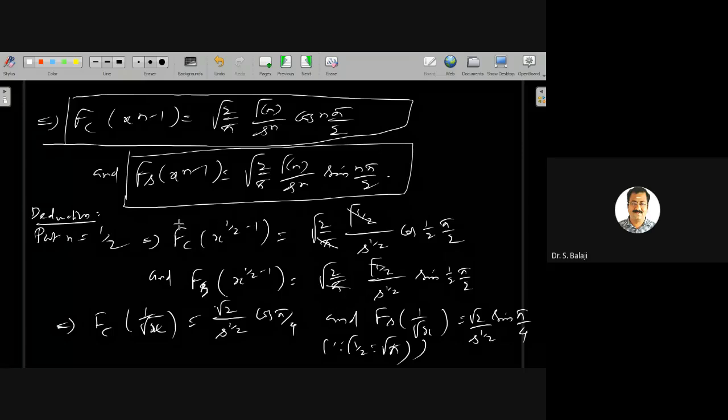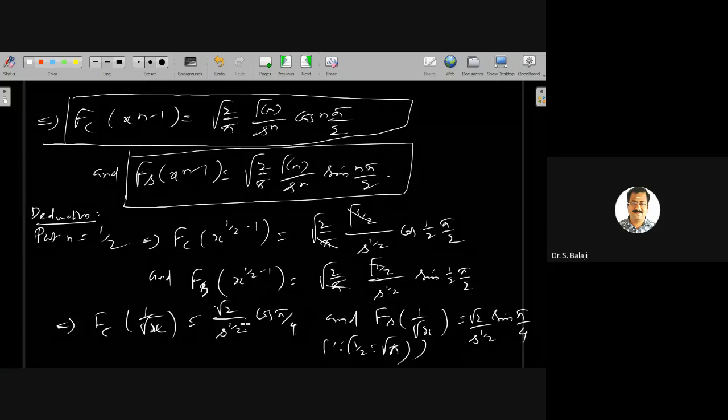What about the left side here? The left side is Fc of x power minus 1 by 2, that is 1 by root x, equal to root 2 by s power 1 by 2 times cos pi by 4. And here also, Fs of 1 by root x equals root 2 by s power 1 by 2 times sine pi by 4, because everyone knows that gamma 1 by 2 equals root pi.